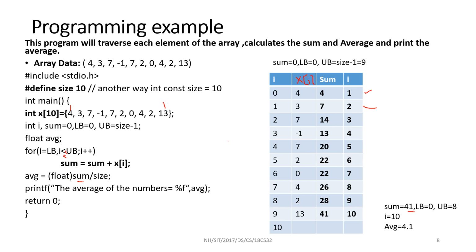Sum divided by size. Size is 10. 41 divided by 10 is 4. As we need that in the form of floating point, we have to cast it. 4.1, that result is cast to floating point 4.1, because sum is integer, size is also integer. 41 by 10 gives answer 4, but we want the exact answer. For that we can convert it by casting. Finally, you're going to print the result.